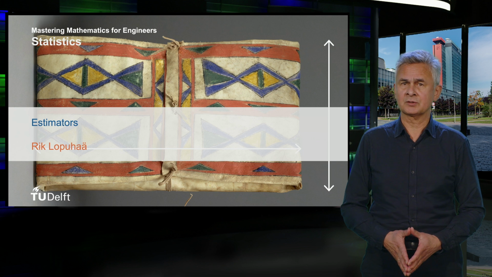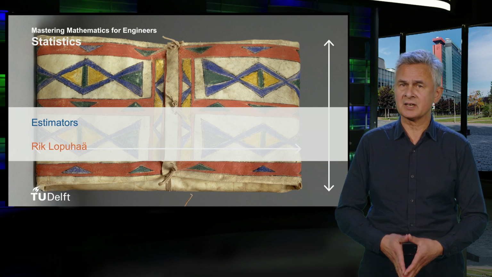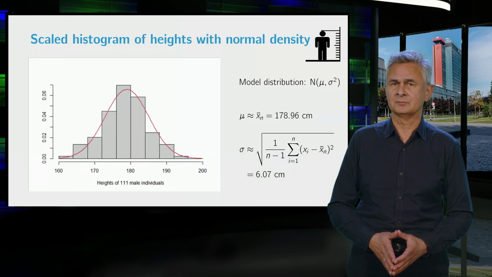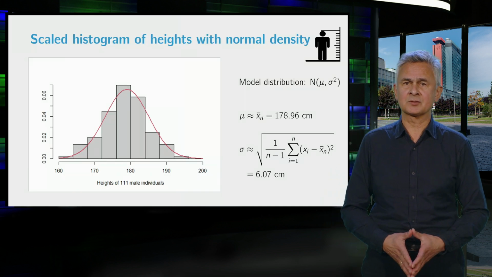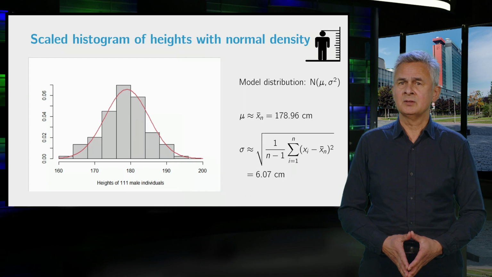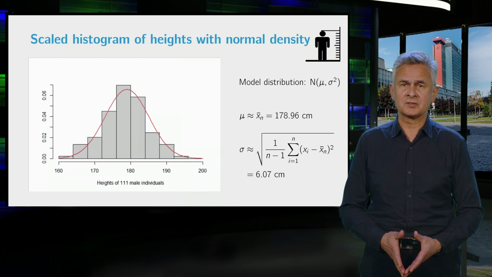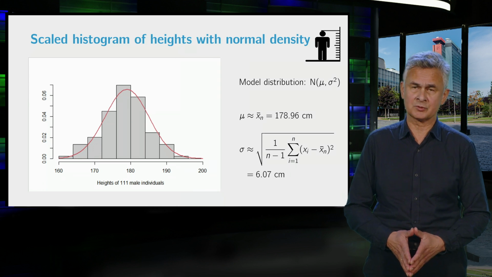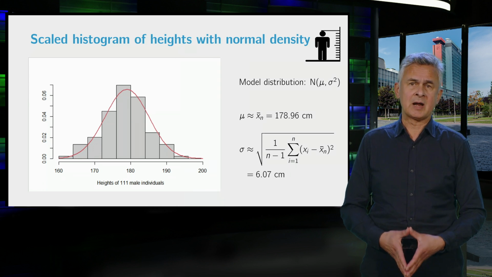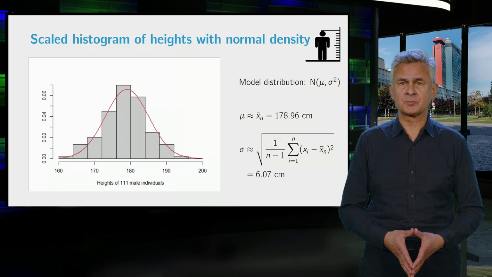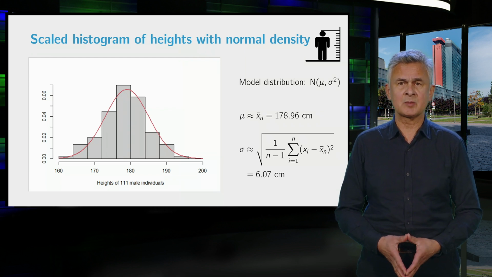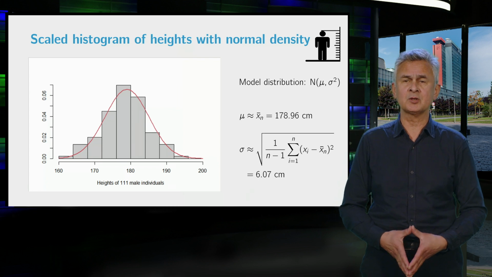You have also learned how to use the observations to get an idea about particular features of this distribution. In the example on the heights of male individuals, the observations are modeled as realizations of independent random variables with the same normal distribution. The parameter mu of this distribution corresponds to the typical height of a male individual, and you have learned that this can be estimated by the average of the observed heights.